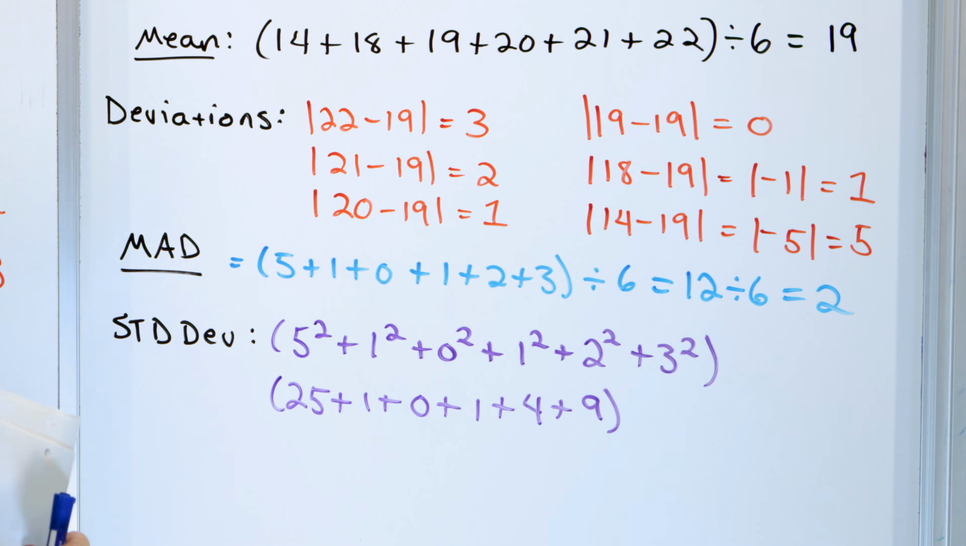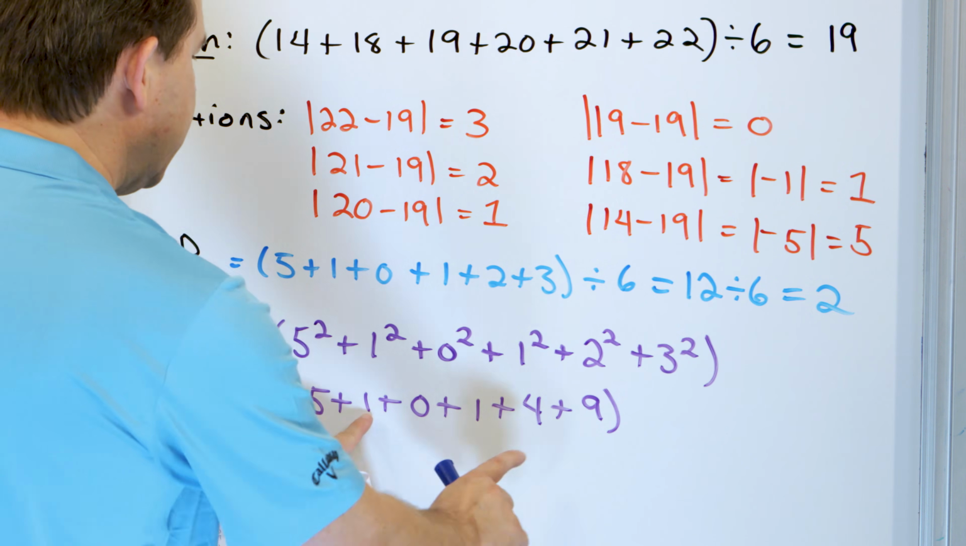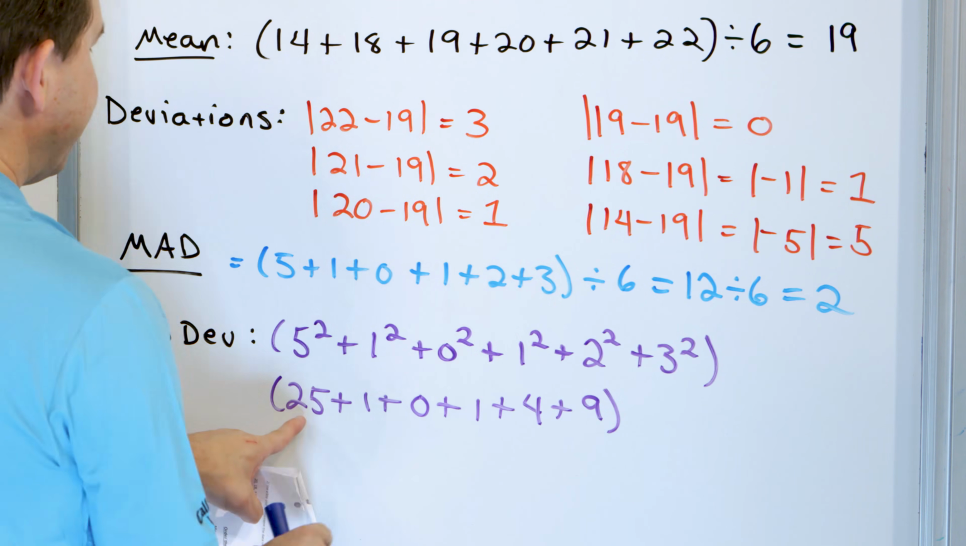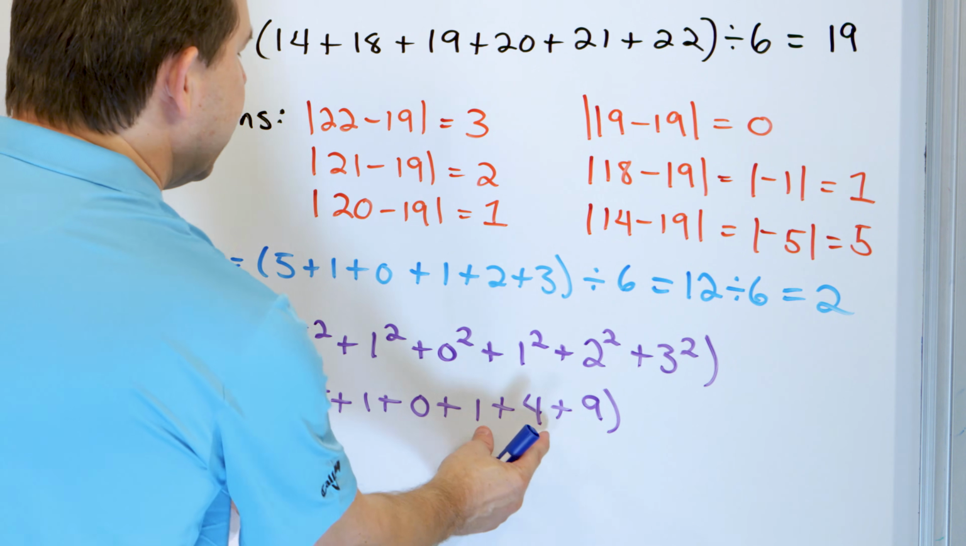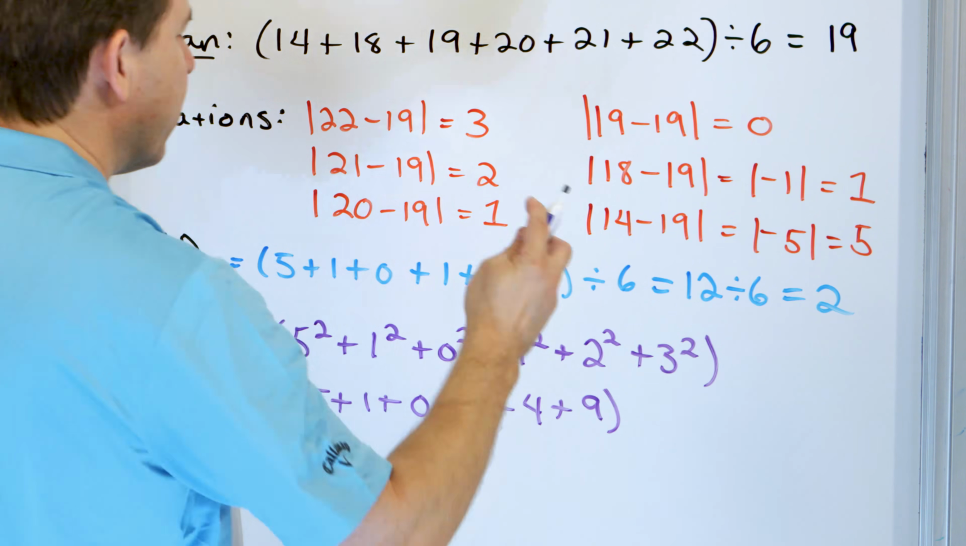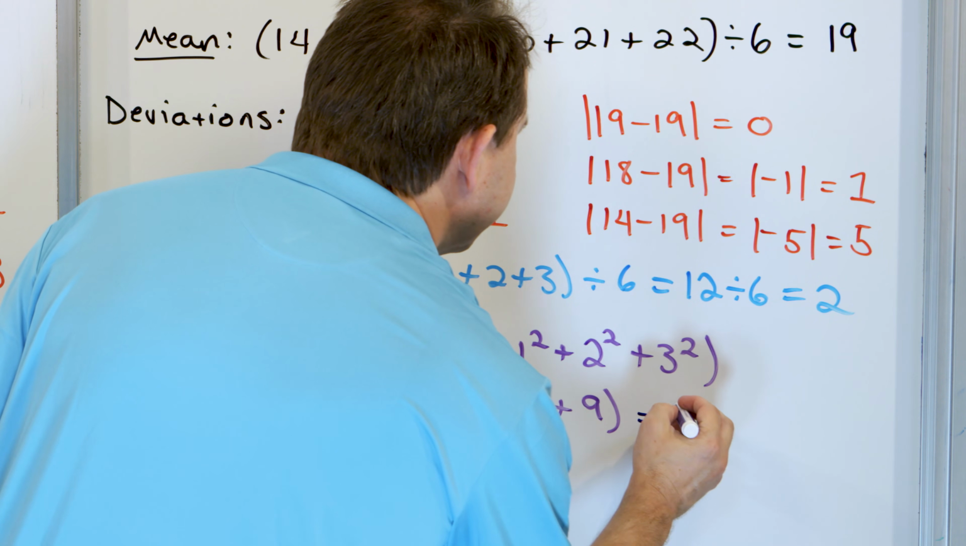So what do we get when we add all this up? Here we have 1 plus 9 is 10, and then we have plus 25 is 35, and then this 5 is going to be 40. So what we're going to get when we add up all the squares is 40.